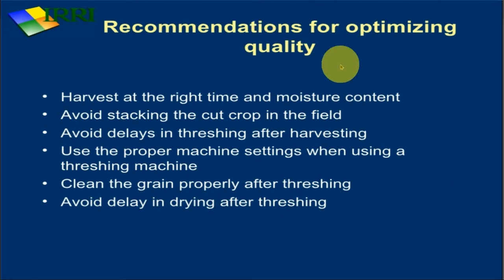Recommendations for optimizing quality, means to maintain the quality of the grains of the crop, we have to follow some recommendations. First, harvest at the right time and moisture content, because this is the most important thing. We have to harvest at the right time and when the moisture content is perfect for harvest.